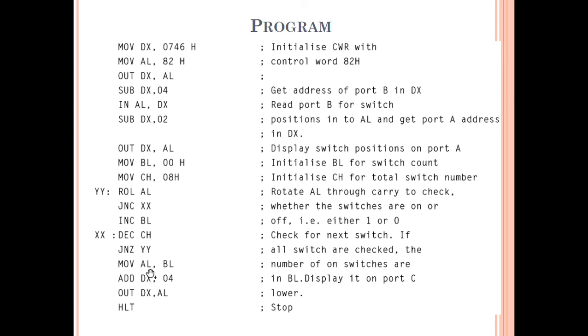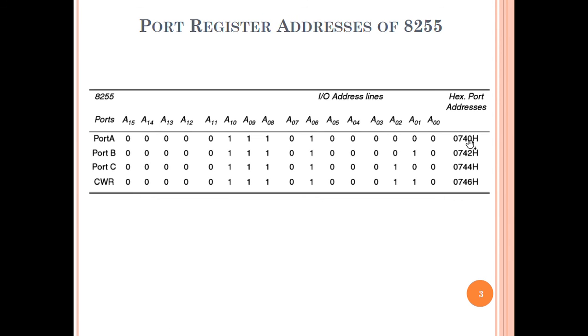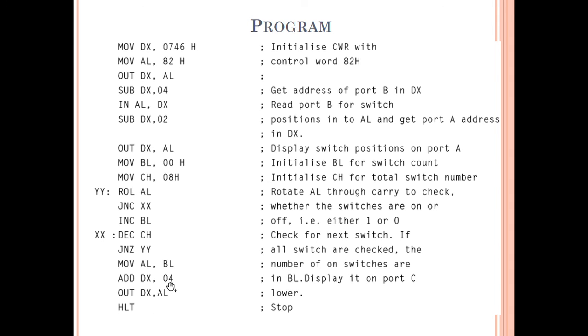What this will do is take the counter, the count of LEDs that are on, and store it in AL, and on storing it in AL, we have to display it in C lower. Therefore we first give the address to DX, which earlier was for port A. From here for C lower, we have to add 4. Therefore we add 4 here, and then OUT DX, AL. The count in AL will be output to port C lower, and after that, stop.